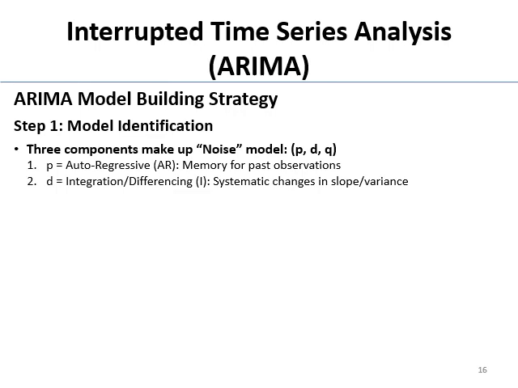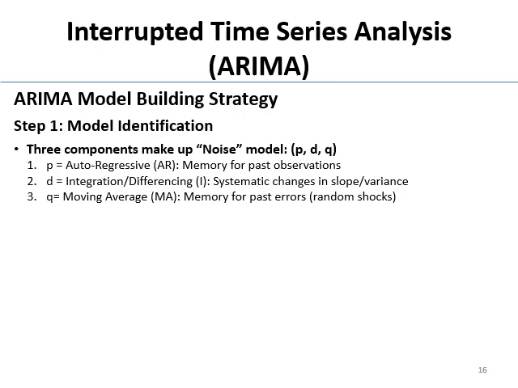So D is integration, and this is differencing. So it's systematic changes in your slope or variance. So in normal person language, it's your trend. So did you have a linear trend? Did you have a logarithmic trend, etc.? And it's usually a seasonal trend or a local trend up or down. And then finally, Q is your moving average term. So PDQ follows the AR, I, and MA.